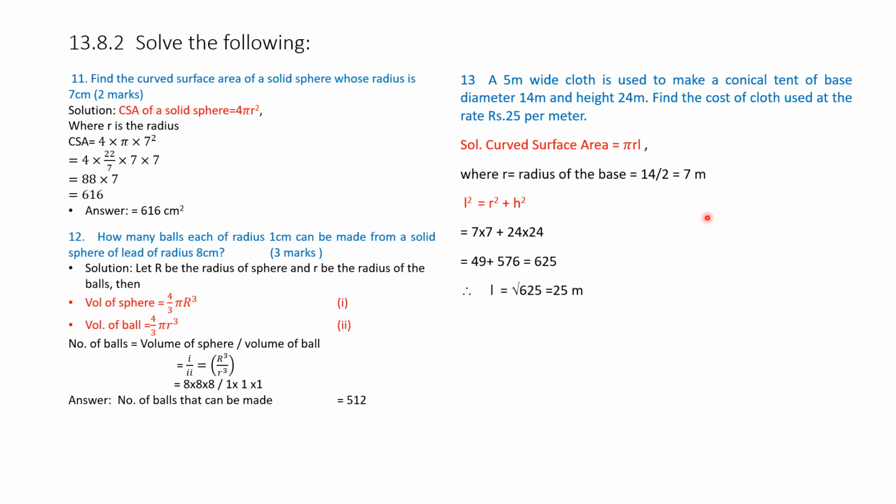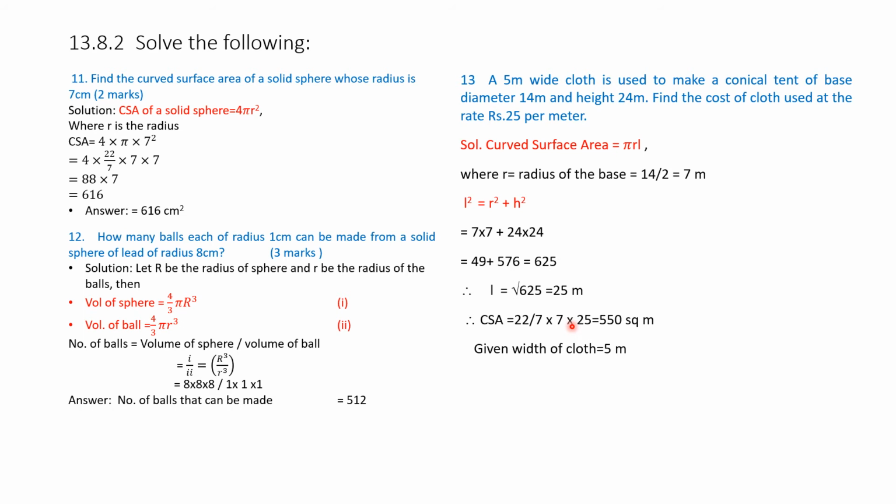Therefore, l square, this slant height, is r square plus h square. Please remember, when you are calculating the curved surface area of the cone, you have to find the slant height l. Therefore, l square is equal to r square plus h square. Therefore, 7 into 7, r square is 7 into 7, h is 24 into 24. That is equal to 7 into 7 is 49 plus 24 into 24 is 576. Adding these two, we get 625. Therefore, l is equal to square root of 625 equals 25 meters.